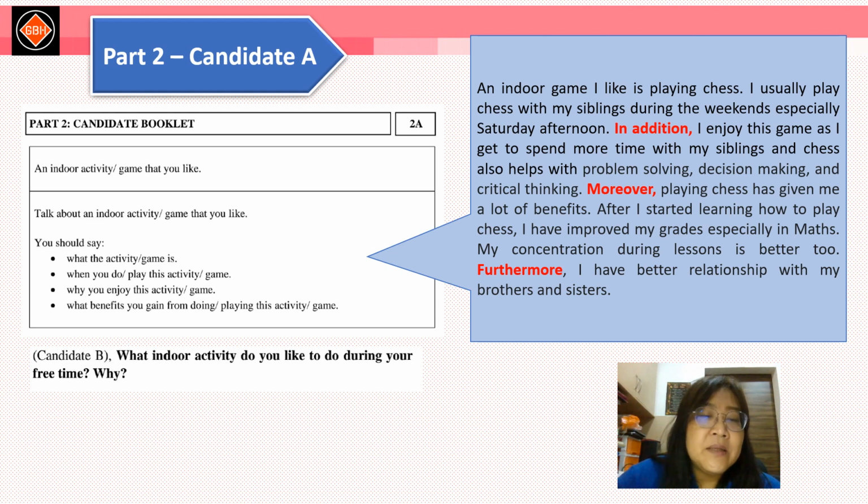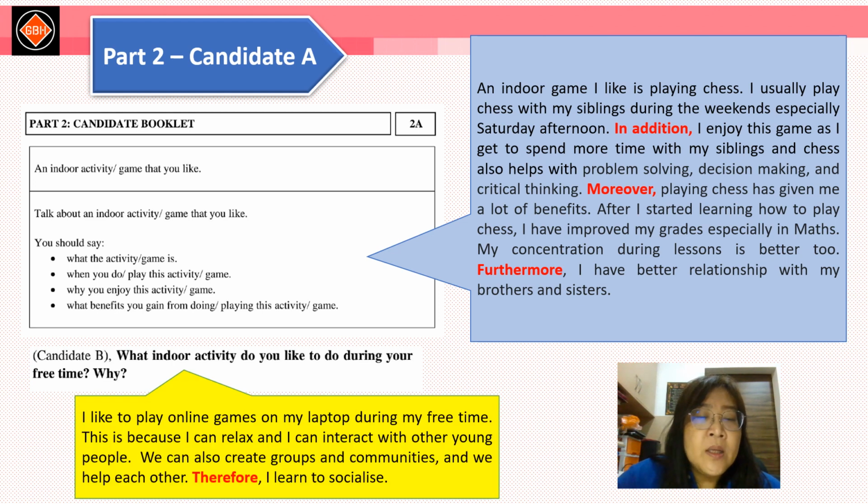And later on, candidate B is going to get a question. What indoor activity do you like to do during your free time? Why? So you can say, I like to play online games on my laptop during my free time. This is because I can relax and I can interact with other young people. We can also create groups and communities, and we help each other. Therefore, I learn to socialize.